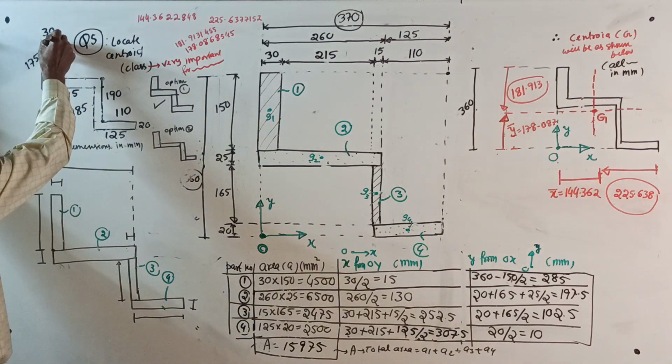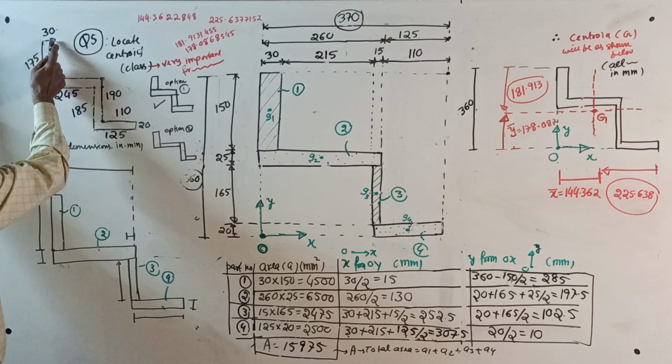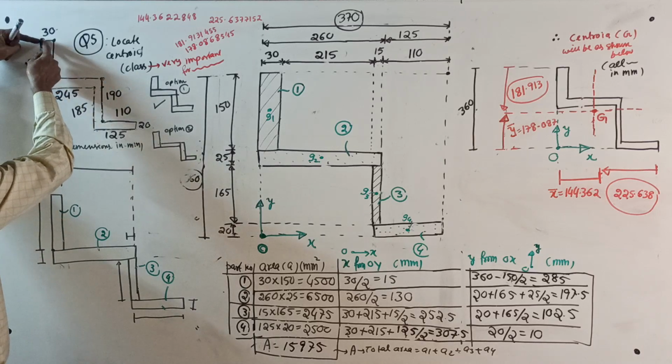So now, see, how to start? Start from here. How to decide? These dimensions are okay. See, from here you start. Come left by 30, you get this point.